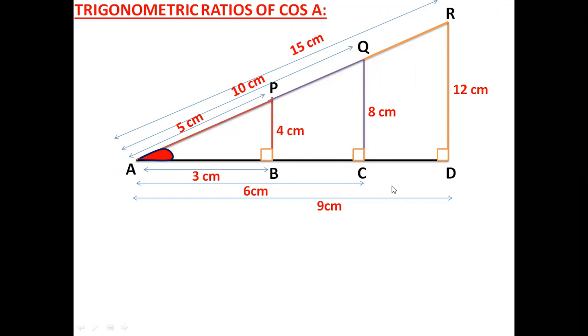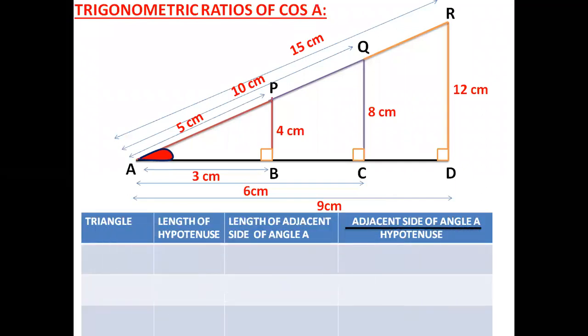Now I'm taking one table. This table contains 4 columns. First column is triangle, second column length of hypotenuse, third column is length of adjacent side of angle A, fourth column is adjacent side of angle A by hypotenuse. So in previous class, the third column was length of opposite side of angle A, fourth column was opposite side of angle A by hypotenuse. But I am taking here length of adjacent side of angle A, fourth column is adjacent side of angle A by hypotenuse. Right. Here now you fill the table.